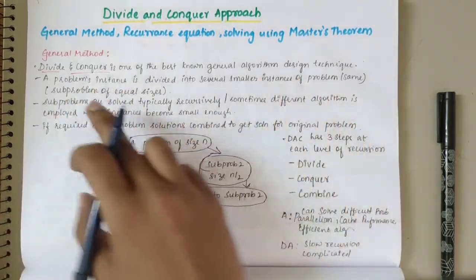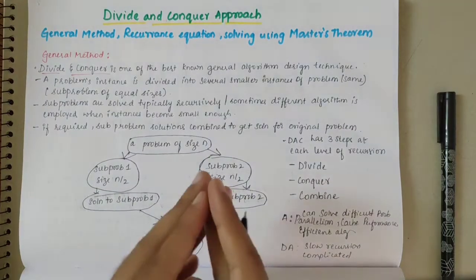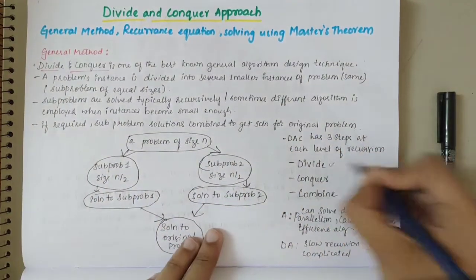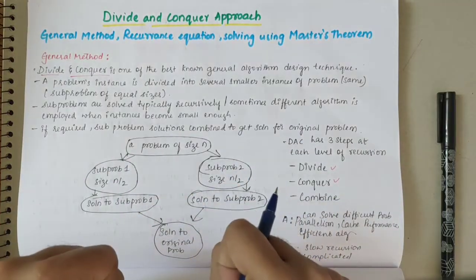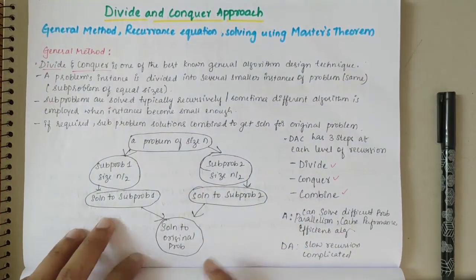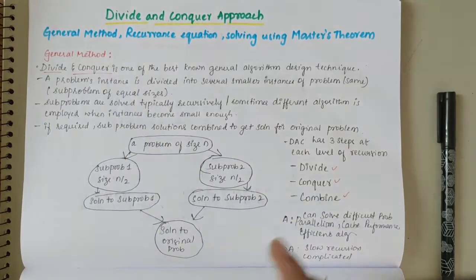So this is what divide and conquer speaks of. You are initially dividing, and then you are conquering by solving the problem and getting the solution. Finally, you are combining it. So this was about divide and conquer.